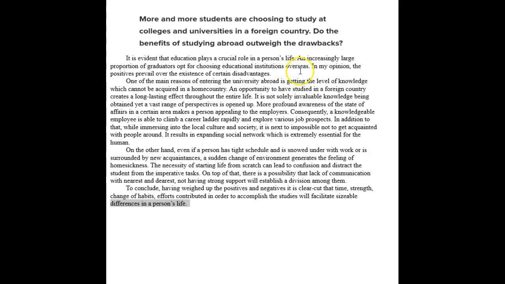In my opinion, the positives prevail over the existence of certain disadvantages. That's fine. Again, you can get rid of this. The positives prevail over certain disadvantages. That would be okay. This might be a little too wordy. So, general rule of thumb is don't use 4 words if you can use 2. Don't use 2 if you can use 1. Clarity and simplicity are a sign of clear, good writing. So let's continue.